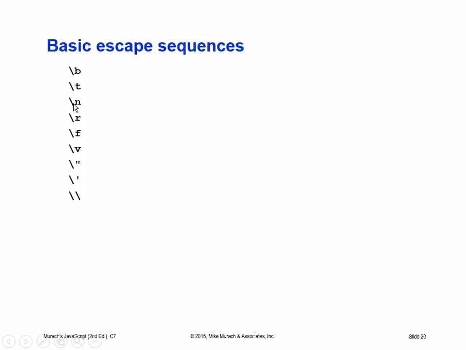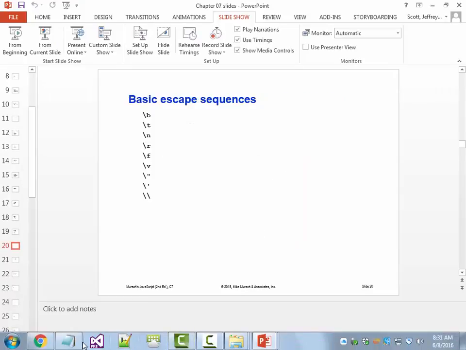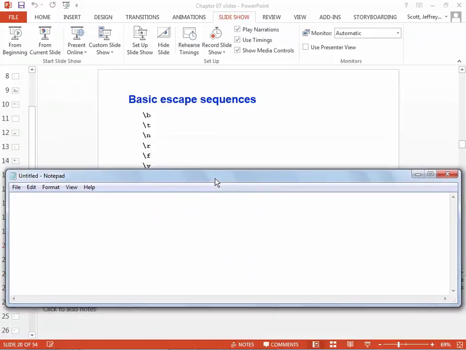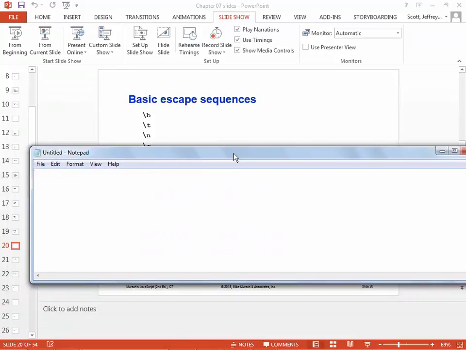Backspace, tab, new line, carriage return, form feed, vertical tab, double quote, single quote, double quote, double quote. And I'm not going to write a whole program, but let's just look at how we'd use all of these. All right, so I'm just going to write some code. And don't worry, I'm not going to compile it or anything.